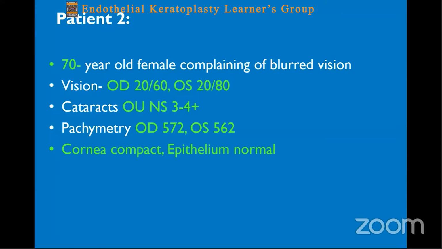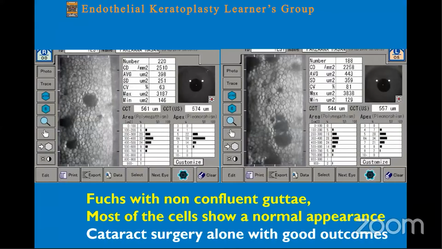Let's say another patient who is 70 years old, and she complains of blurred vision. Vision is 20/60 in the right eye, left eye is 20/80. She has cataracts, and the pachymetry is 572 in the right eye and 562 in the left eye. Corneas are compact with epithelium being normal. This is the imaging of this patient.